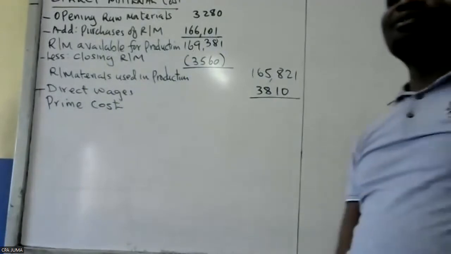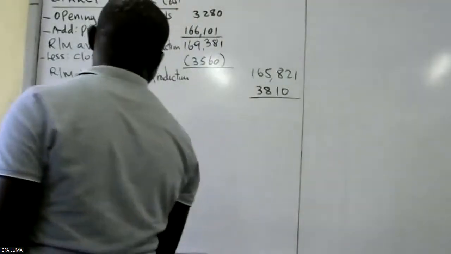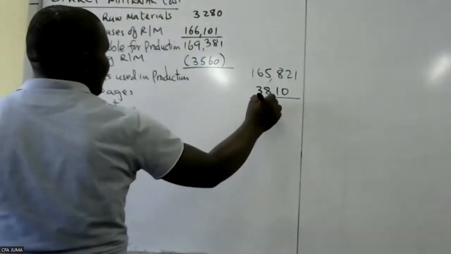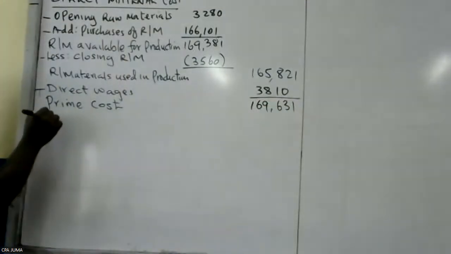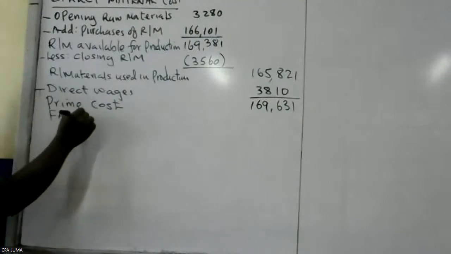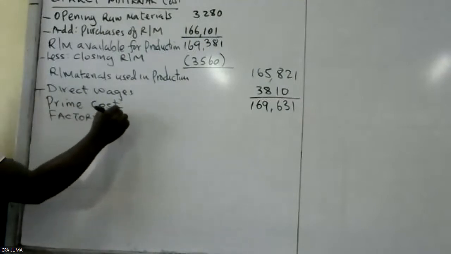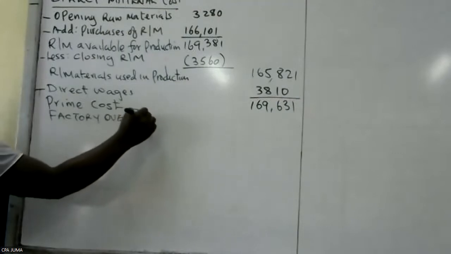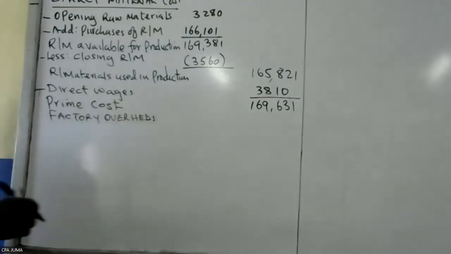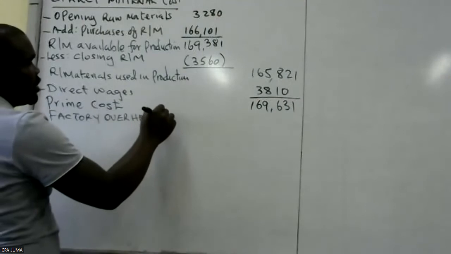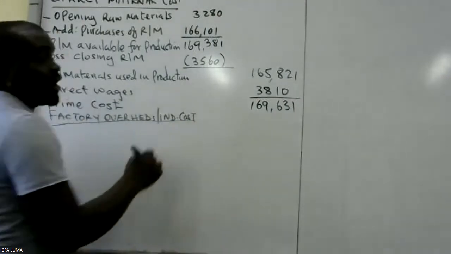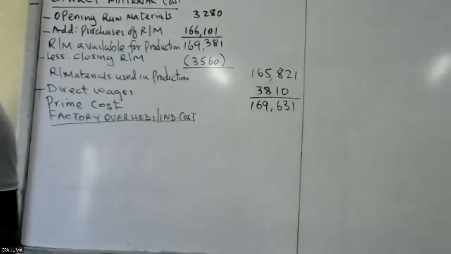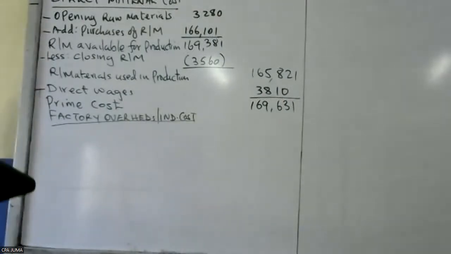The two is how much? 169. Bring factory overheads. Overheads are the indirect costs. These are indirect costs of production. Indirect are costs which you cannot attach to every single unit produced. So, indirect cost of production.